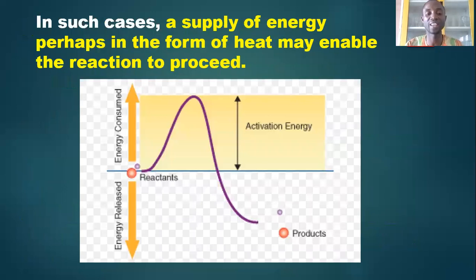Now look at this particular reaction. This is an energy profile of an exothermic reaction, where the distance between where the reactant is to where it goes is below where the reactant started. You can see the arrow that indicates the activation energy. That distance between the starting point and the peak is what we call the activation energy. In such cases, a supply of energy, perhaps in the form of heat, may enable the reaction to proceed. If the reactant particles don't have enough energy, then heat will be supplied in order for them to overcome the energy barrier.